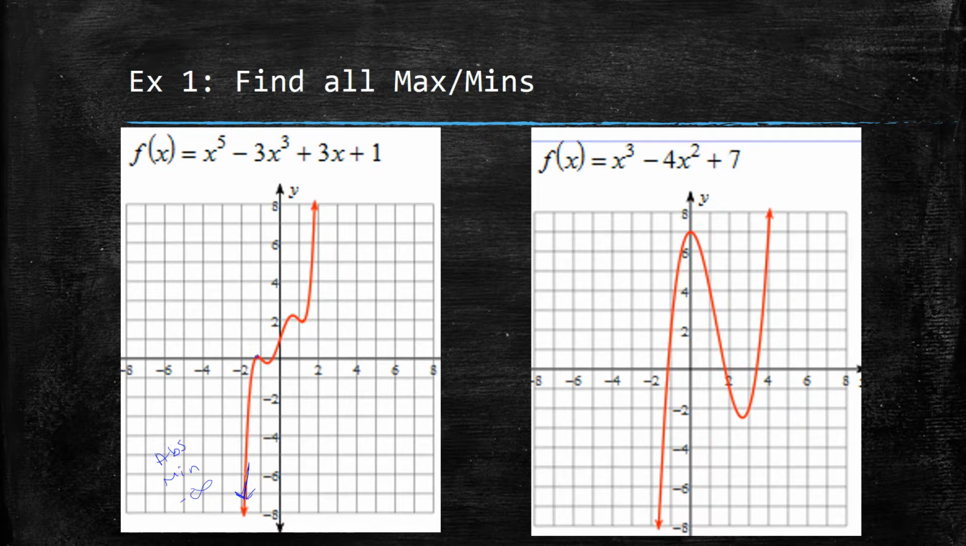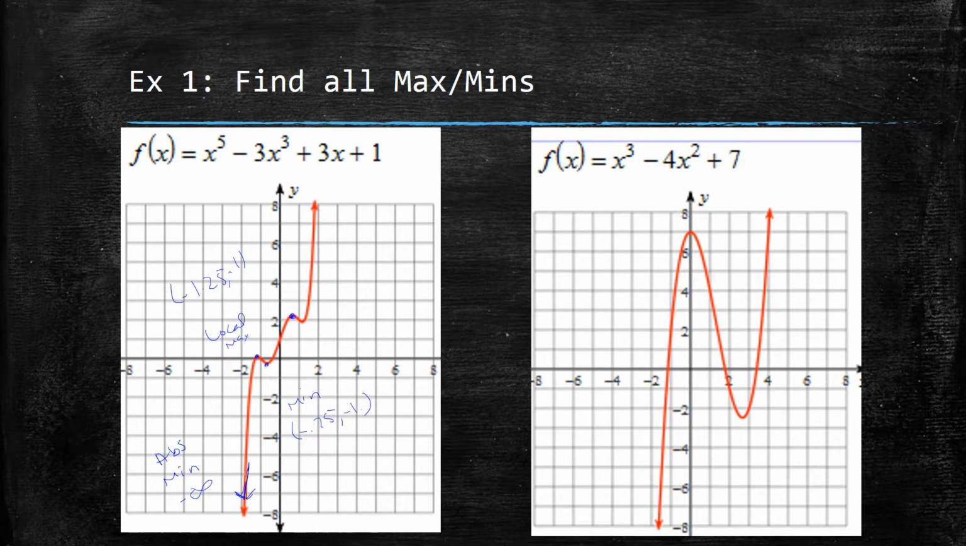As we come up, we have a local maximum right here. And that's going to be at approximately, I don't know, negative 1.25 and 0.1. We have a minimum right here at this valley, and that's going to be at negative 0.75 and negative 0.1.